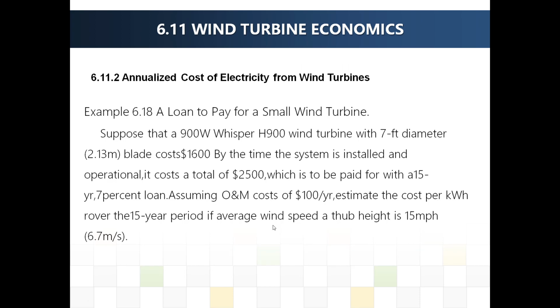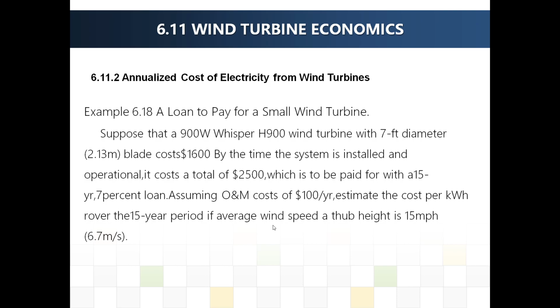Example 6.18, a loan to pay for a small wind turbine. Suppose that a 900-watt Whisper H900 wind turbine with a 7-foot diameter blade costs $1,600. By the time the system is installed and operational, it costs a total of $2,500, which is to be paid with a 15-year 7% loan.